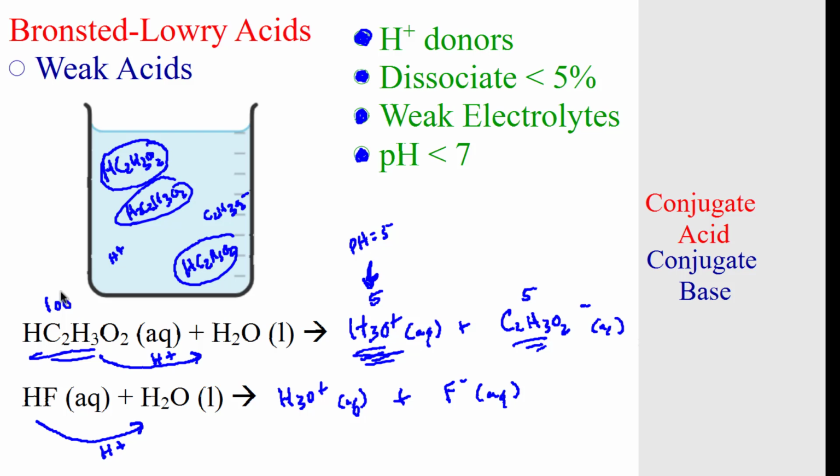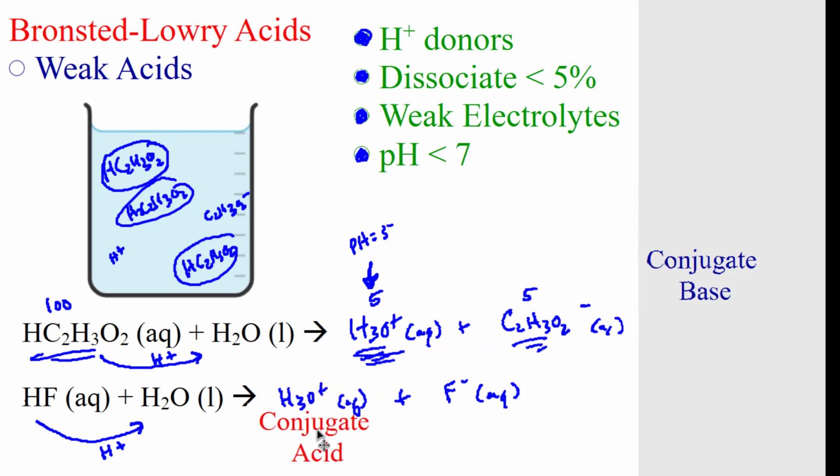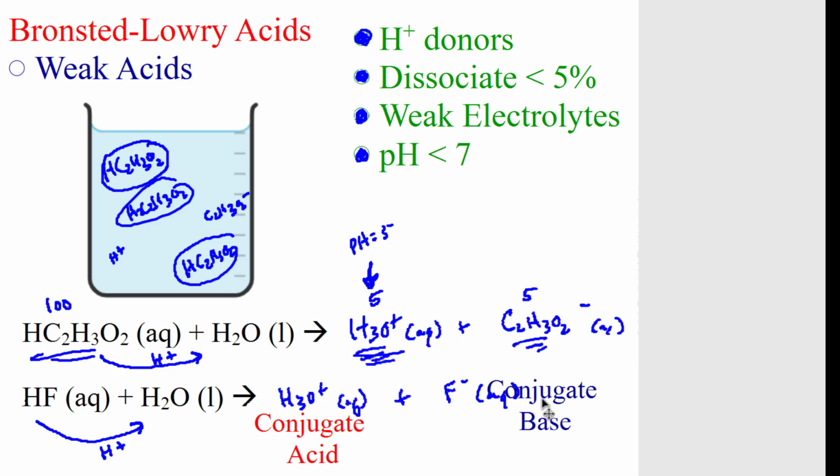Now, on this side of the equation, we knew HF was a weak acid, which means water acted like a weak base. Water accepts the H plus. The HF donates the H plus. And on this side of the equation, we call the thing with all the H plus a conjugate acid. That would be the H3O plus. The other substance is a conjugate base. So the F minus or the C2H3O2 minus would be what's called your conjugate bases.